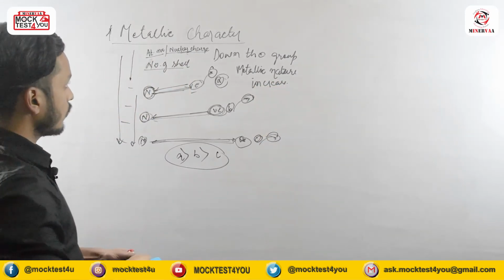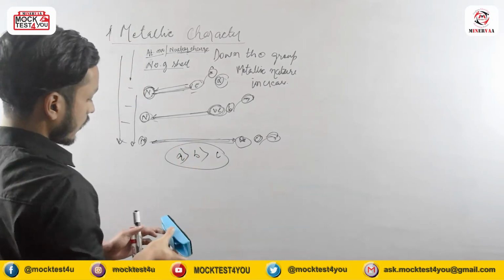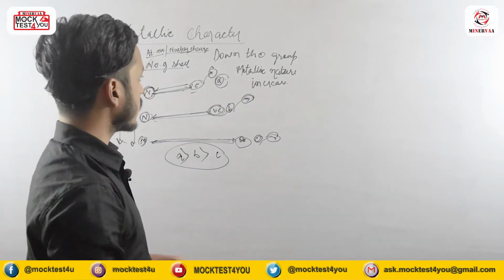Now next we will see about the non-metallic character. After seeing down the group, now we will see across the period.